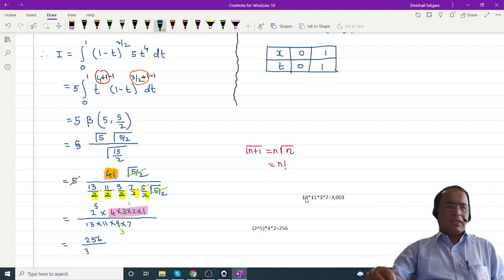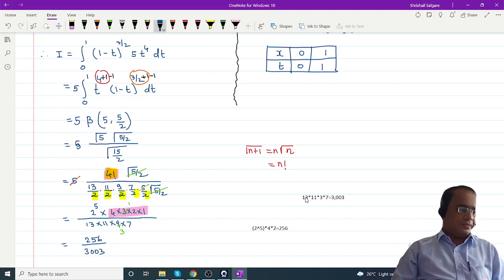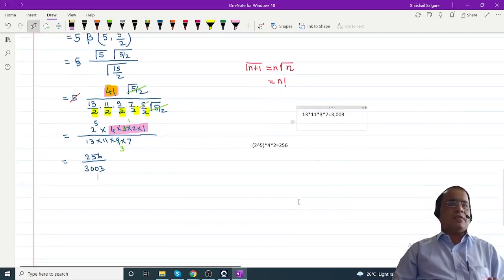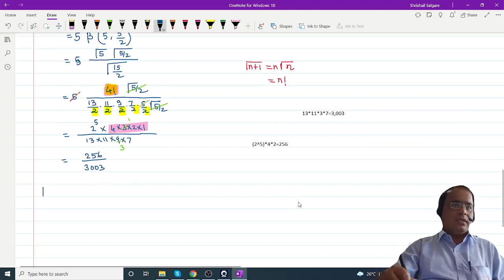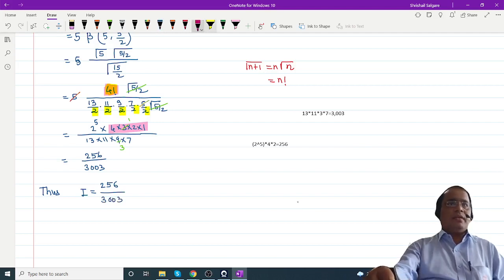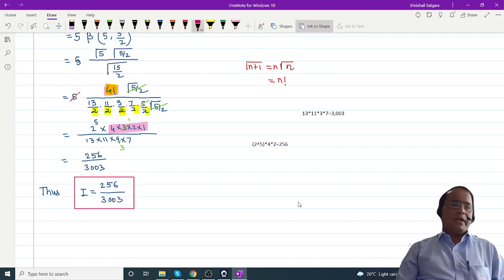Now let me know whether I am correct or wrong. This example is the 4th. Now they are written in terms of only beta. So the evaluation of the integral, that I, is given by 256 divided by 3003. Is that right? Yes, sir. You have to write that answer in P by Q form, in the rational form.